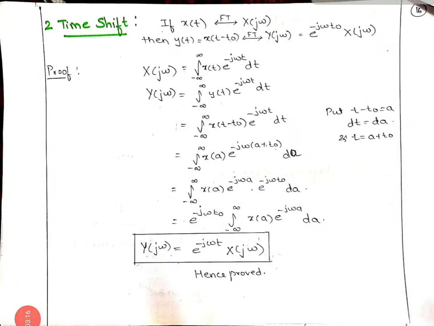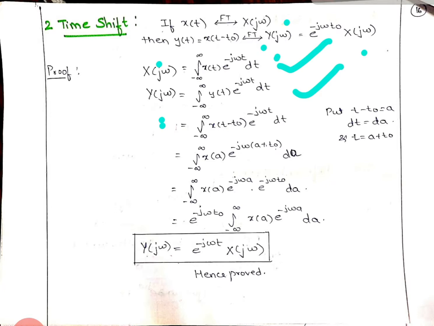Now let us see the time shift property. If x(t) has Fourier transform X(jω), then y(t) = x(t − t0) has Fourier transform Y(jω) = e^(−jωt0) X(jω). So let us take equations 1 and 2. X(jω) is the integral from −∞ to +∞ of x(t) e^(−jωt) dt, whereas Y(jω) is the integral from −∞ to +∞ of y(t) e^(−jωt) dt.